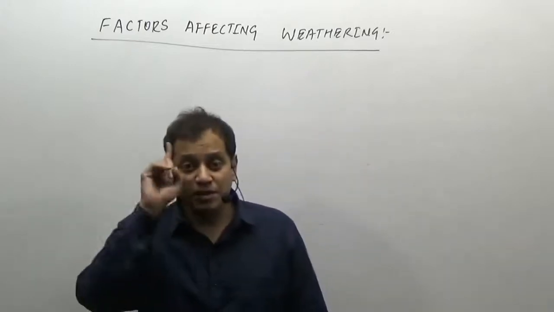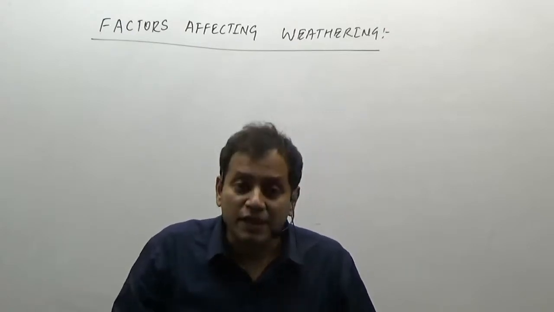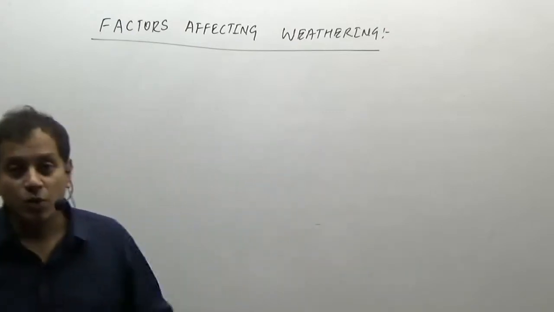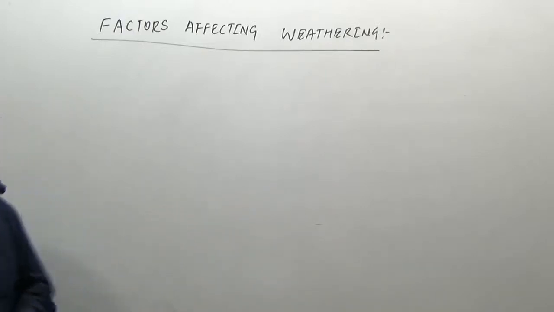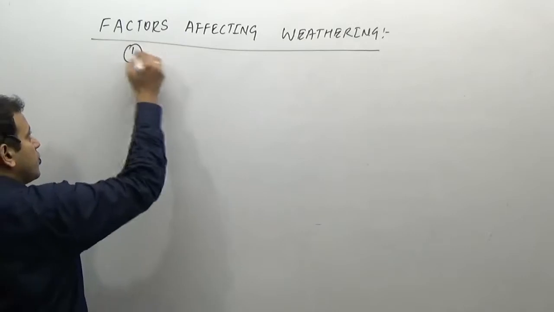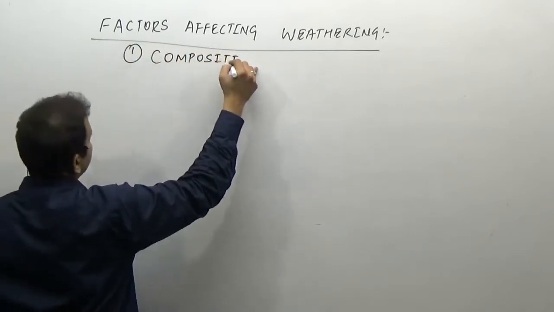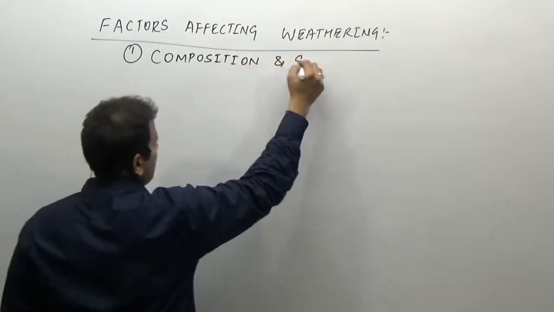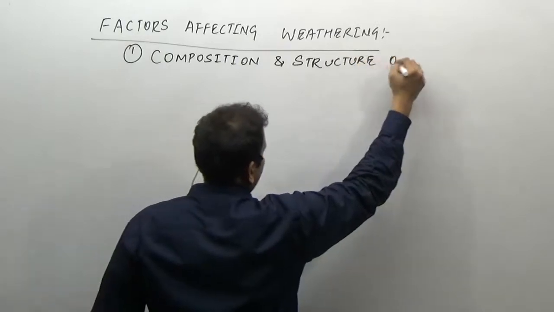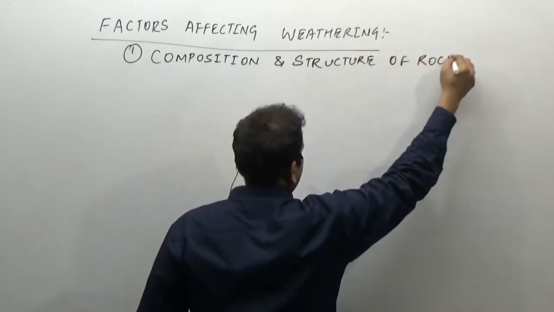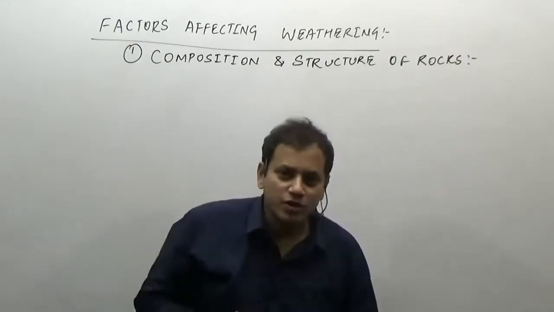So one of the first major factors affecting the weathering is the composition and the texture of the rock. So we can write it as the composition and the structure of the rocks. Now what do you mean by the structure of the rocks?